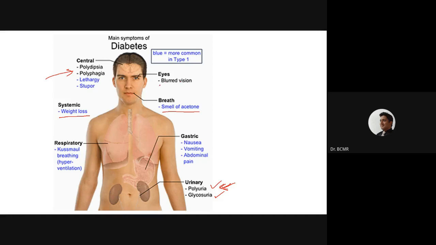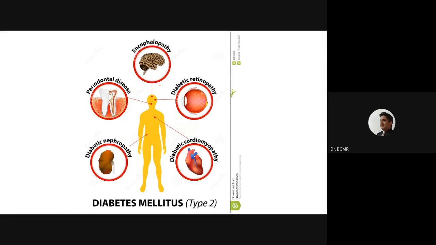And there are multiple organs that are going to be affected on prolonged high blood glucose. They are called diabetic cardiomyopathy, diabetic nephropathy, periodontal diseases, diabetic retinopathy, and encephalopathy. Almost all of these reduce the quality of life when they are affected. These organs are affected. We'll see a few.